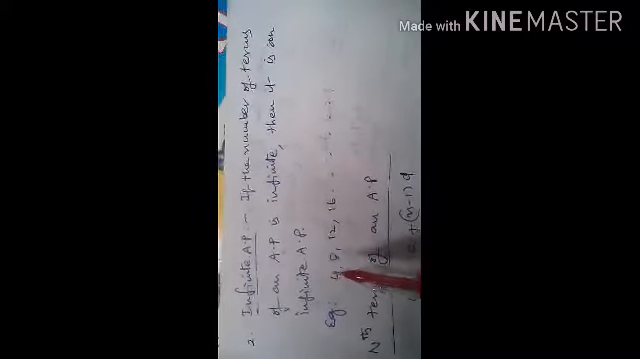The next model is infinite AP. If the number of terms of an AP is infinite, then it is an infinite AP. Infinite means not countable. So let's see an example. 4, 8, 12. We know the next term is 16, then 20, then 24, and so on. It goes on. We don't know the last term of the given progression.